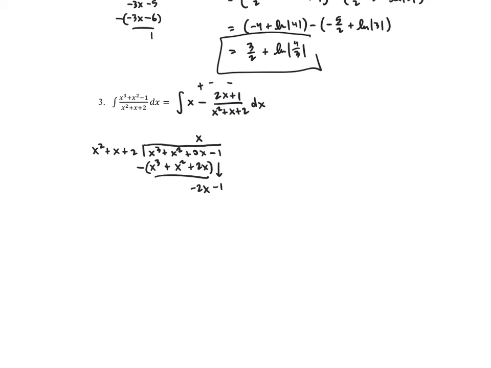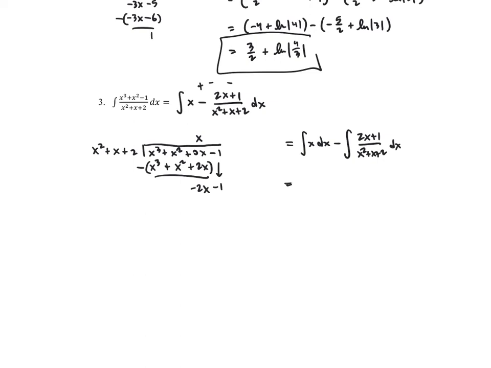Okay, now, this is interesting. You might think, how am I supposed to integrate the second part? Well, this actually lines up perfectly. What's the derivative of x squared plus x plus 2? Well, it's 2x plus 1. Perfect. It lines up nicely for a u substitution. So I'm going to write this as two integrals: the integral of x dx minus the integral of (2x plus 1) over (x squared plus x plus 2).